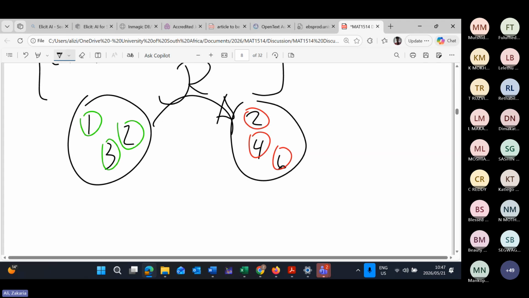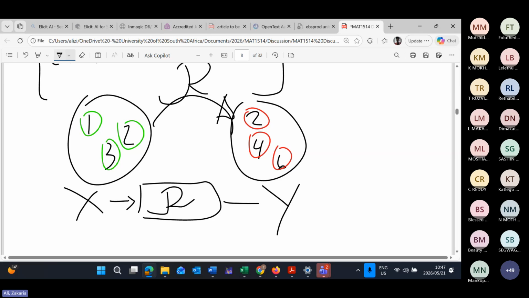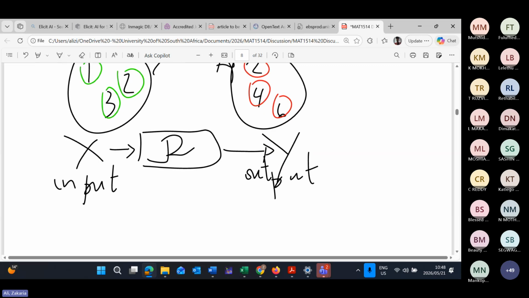Here, if I call this X and this Y, the relation is basically taking an input from here. Then we have a box that we call a relationship. You can call it marriage if you want. It has an input which is taken from X, and it has an output which is not necessarily in Y, but is something different. It comes out as ordered pairs, which is the one we wrote previously.